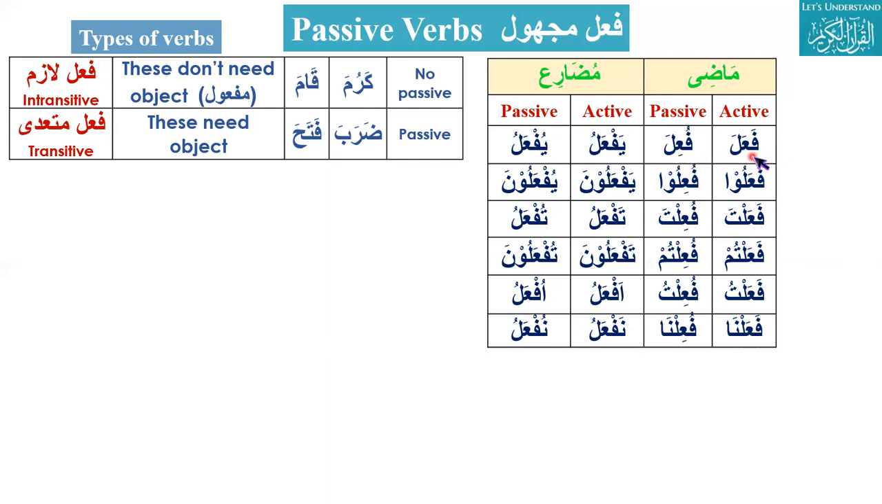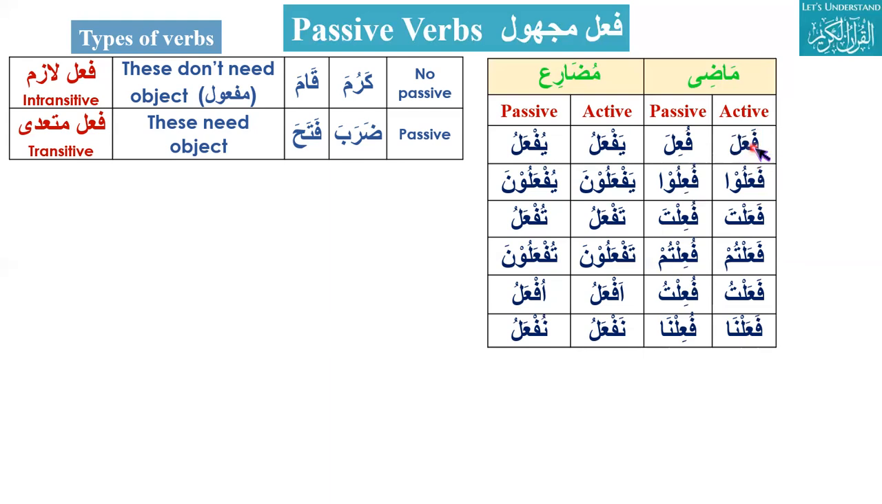Fa'ala would be fu'ila. Fa'alu would be fu'ilu. Fa'alta would be fu'ilta. Very good. Fa'altum would be fu'iltum. Fa'altu will be fu'iltu. Fa'alna will be fu'ilna.